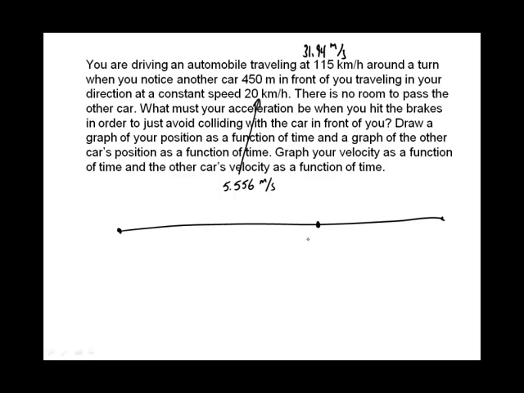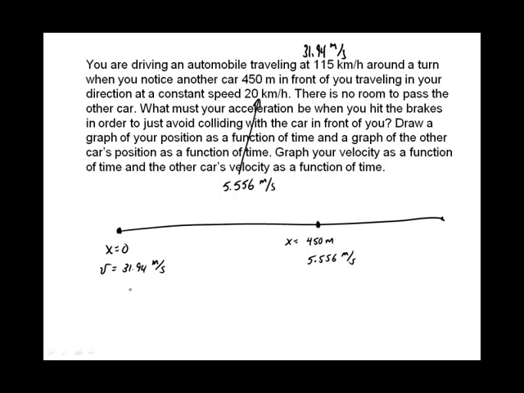So here's the other car at 450 meters, traveling at 5.556 meters per second. Here I am at the origin, x equals 0. This is x equals 450. And I'm traveling with a velocity of 31.94 meters per second. There's no room to pass. I've got to do this in such a fashion that I don't hit the car in front of me. So how am I going to do that?